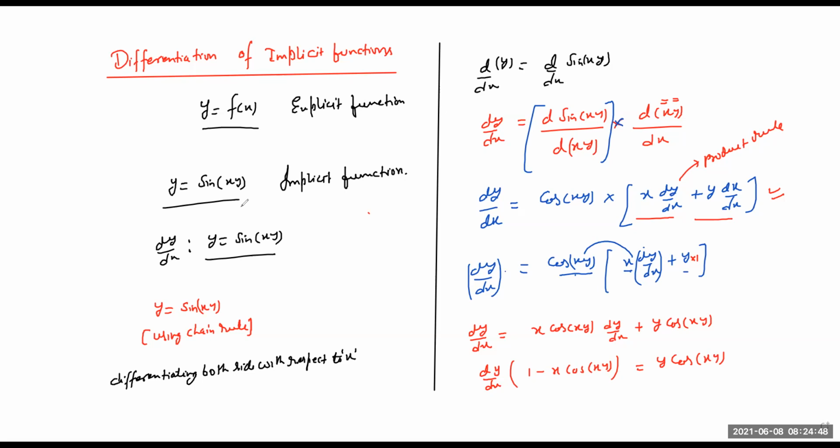To deal with the differentiation of an implicit function, you differentiate both sides with respect to x, apply the relevant formula of chain rule or whatever rule of differentiation you know, and you will get multiple terms of dy by dx. So simply bring all terms of dy by dx on one side, take common, and then write the answer like this. Our answer will finally be dy by dx equals y cos xy upon 1 minus x cos xy. Okay.